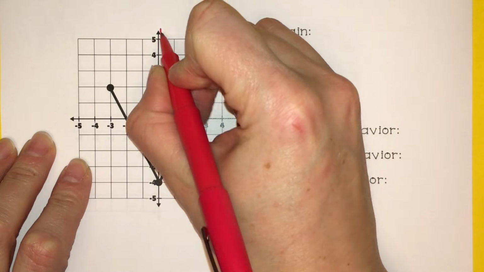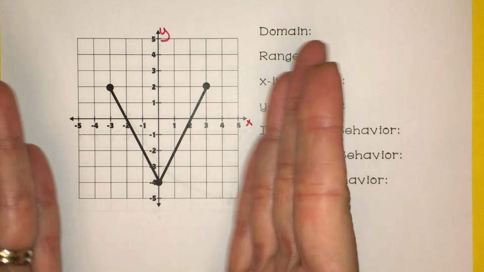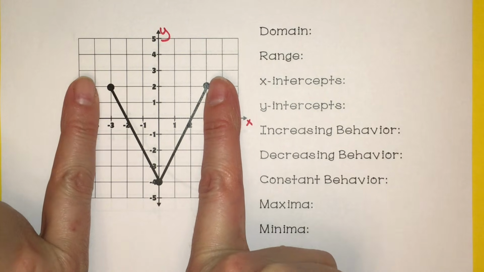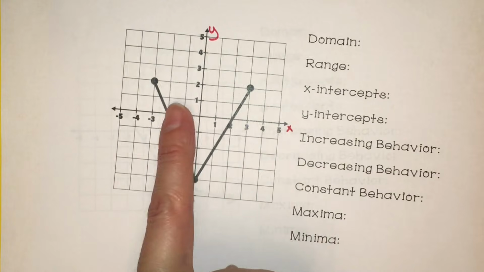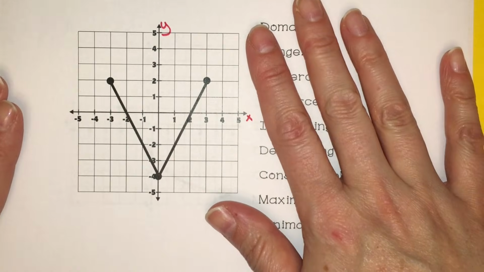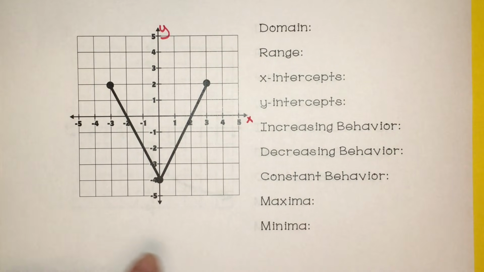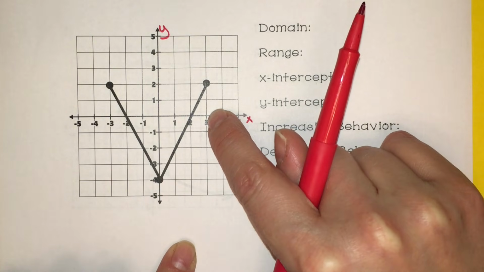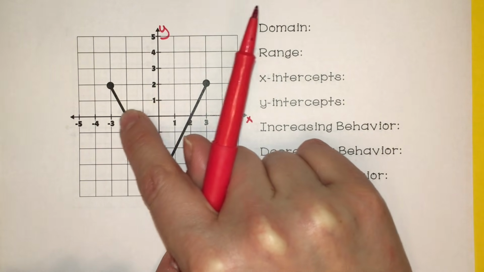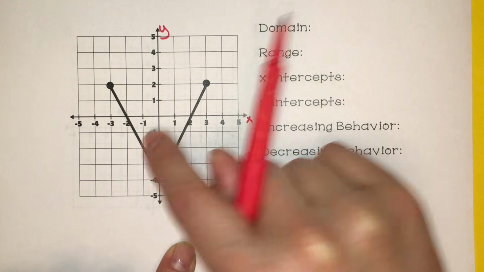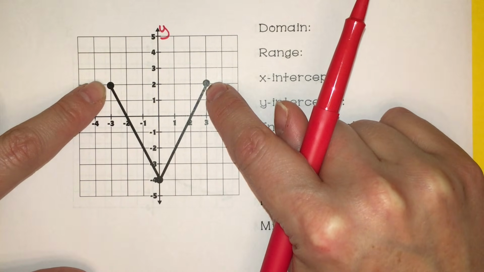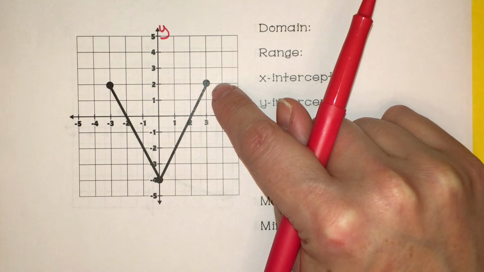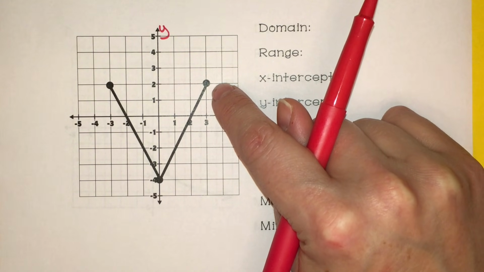Here's x, here's y. So the domain would be, well, our graph never gets bigger than this point and never gets smaller than this point because it falls in between. Okay, so that means x is going to be less than or equal to 3 and greater than or equal to -3 because it falls between. Anytime you have solid circles, it's or equal to. If it's an open circle, it would mean that it does not include that point. So it would strictly be greater than or less than.